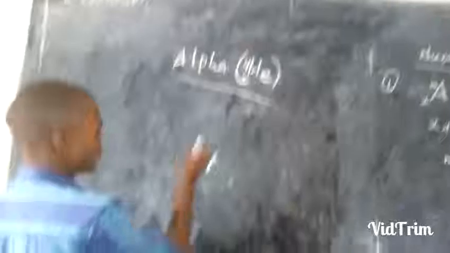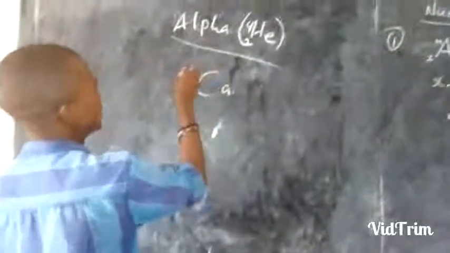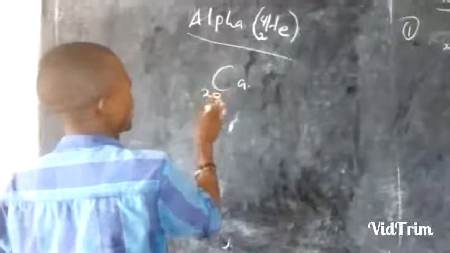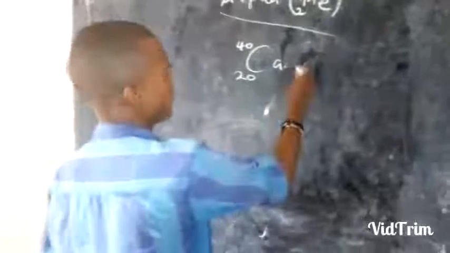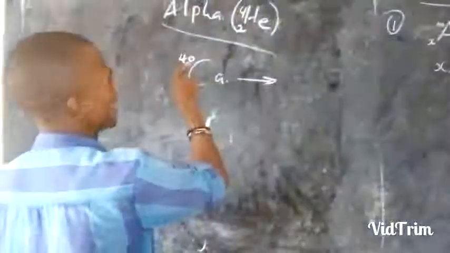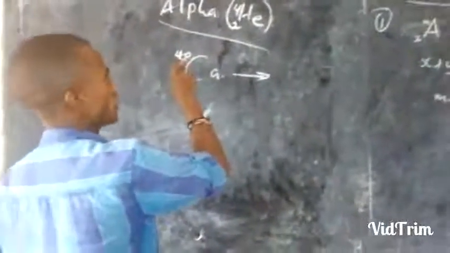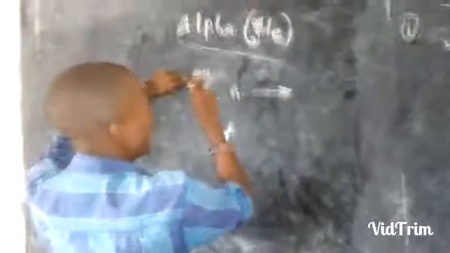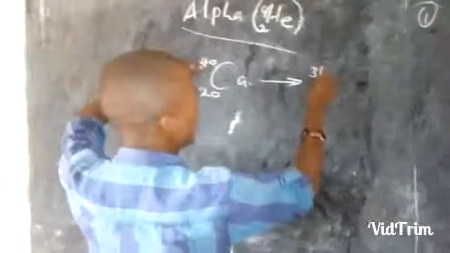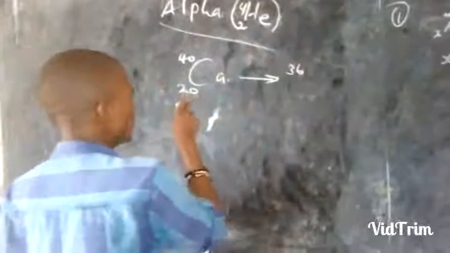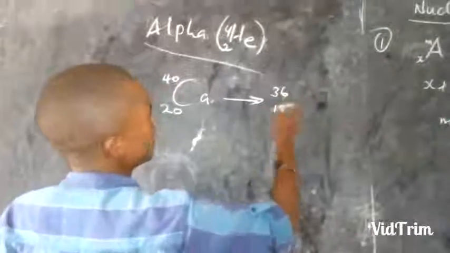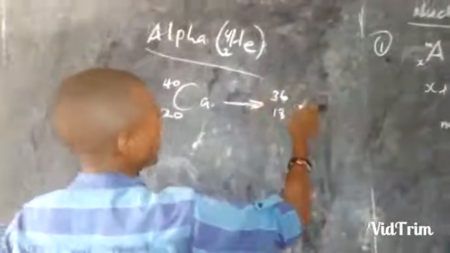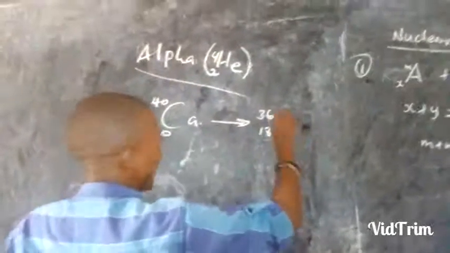Now, if I want to demonstrate that here, let us say calcium, atomic number is 20, mass number is 40. If this particular element undergoes alpha particle radiation, the mass number reduces by 4. We always subtract 4 from the mass number, 40 minus 4 becomes 36. And the atomic number reduces by 2. 20 minus 2 becomes 18. Whatever element is formed here can be any element, say x.